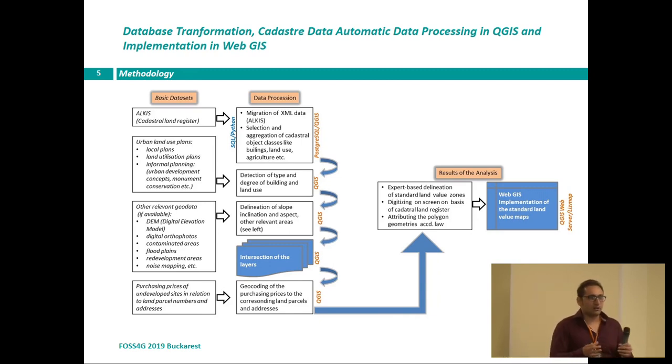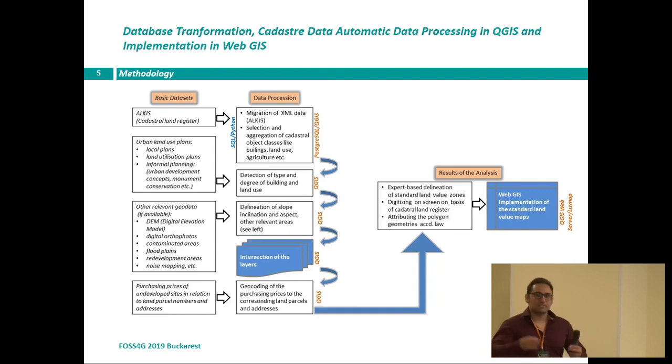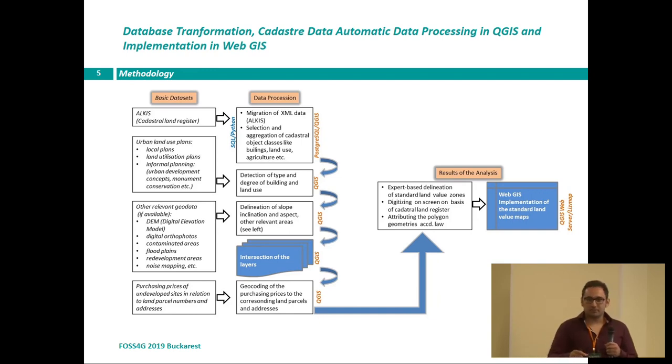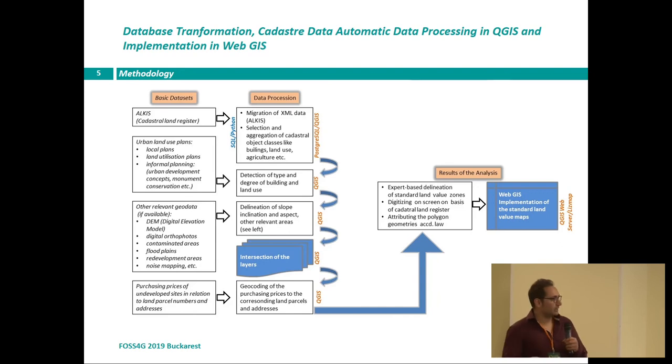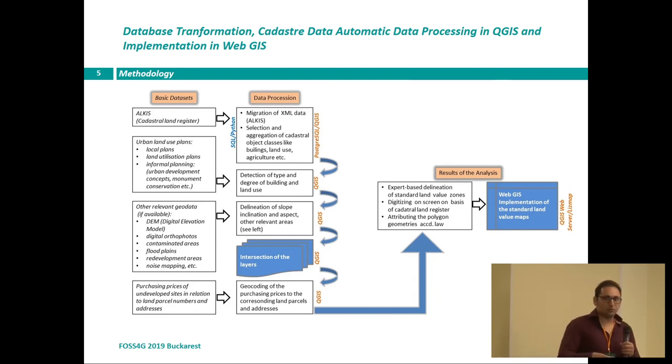Which parcels have a homogeneous spatial relation and can have the same value. After this, the city planners will do it on the map, on paper. This is the semi-automatic part of digitizing this map in QGIS and giving the attributes to the polygons that we create. And the final step is publishing on the web.